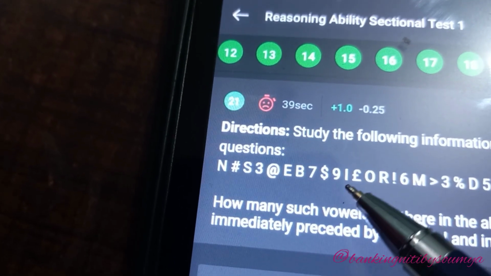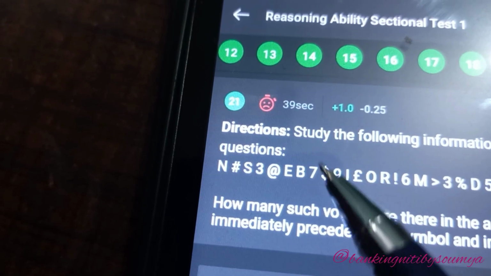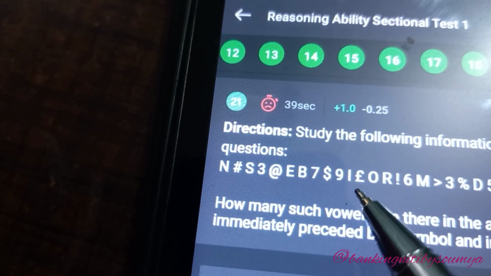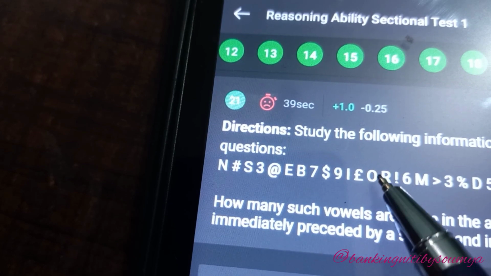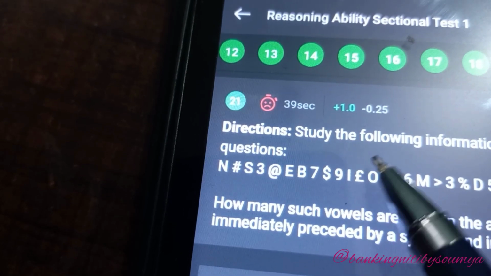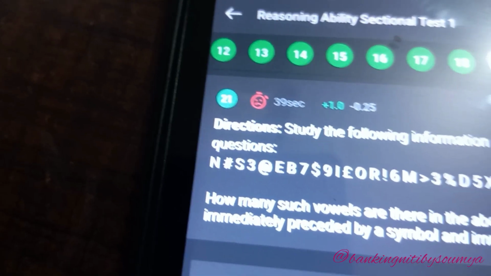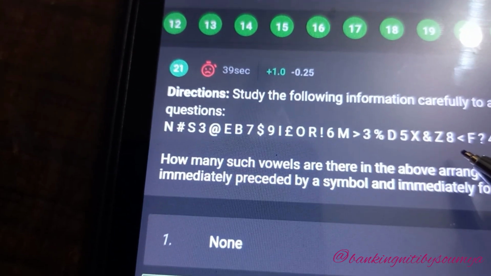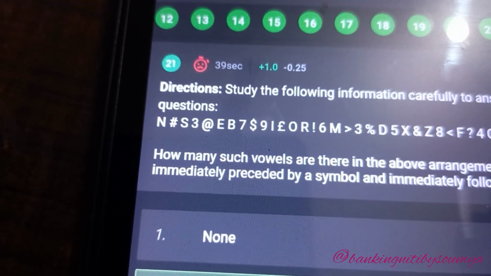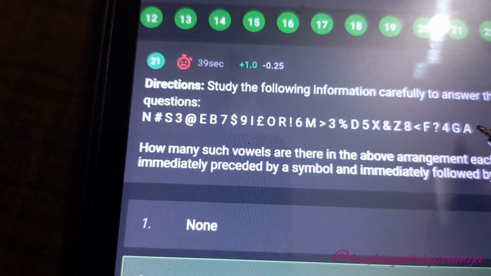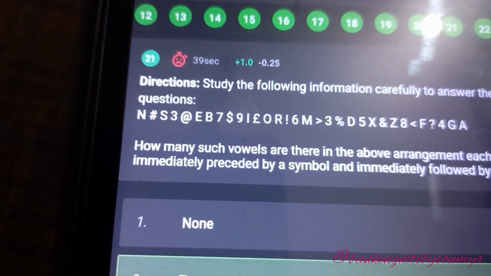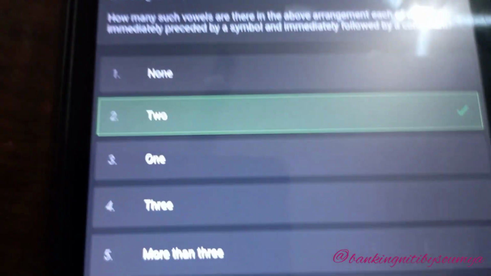Now the next vowel is I, but it is not preceded by a symbol, so we will not take it. Now the next vowel is O. O is preceded by a symbol and followed by a consonant. Now the next pair we reach. Now again the next vowel is A. Here we can see A is not preceded by a symbol, so only two pairs are present.